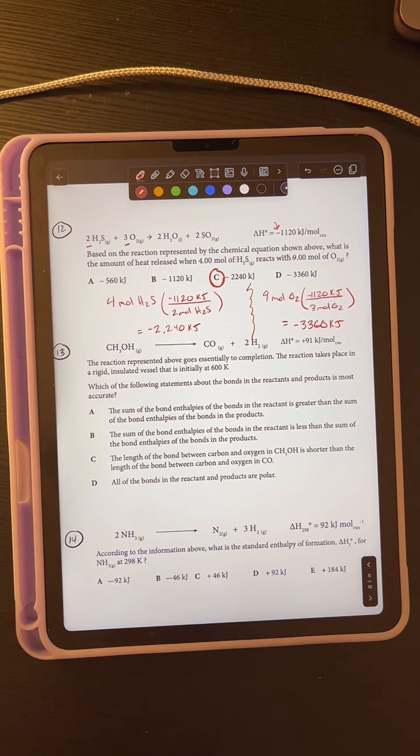All right. Whew. Gotta shake it out. Shake it out. All right.